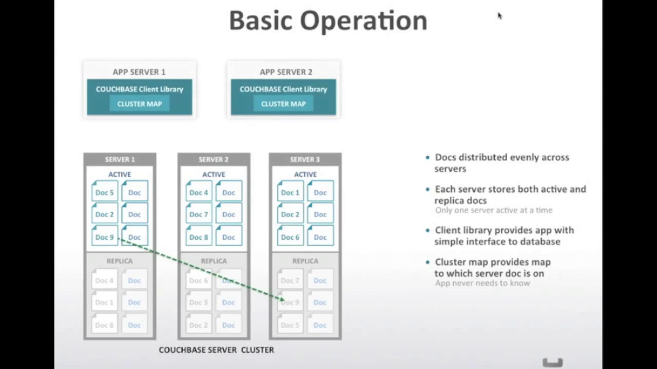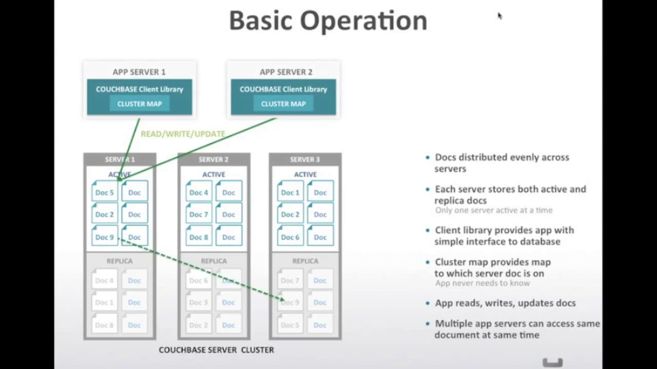And the client libraries provide applications with a simple interface to the database. There is a cluster map. The cluster map provides information on which server a document is residing on. And the app doesn't really need to know that. It basically can use the smart library, smart clients to find this information, and it sends the reads, writes accordingly. Now, as you can see here, the reads and writes will be distributed across the system because we're actually distributing the data itself.